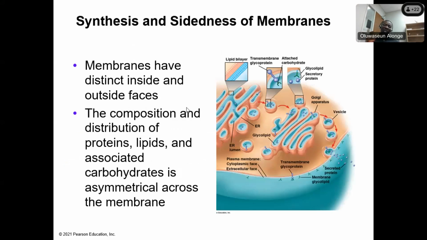All right. Now, membranes have distinct inside and outside faces. When I was talking about cells, I talked about the Golgi apparatus, which is what you have here. I told you it has the cis side and the trans side. The cis side is the portion where it receives resources, it receives the membrane, and that's called the cis side. Then we have the trans side, which is the point where it transports its product. So the composition and distribution of protein, lipids, and carbohydrates is asymmetric across the membrane.